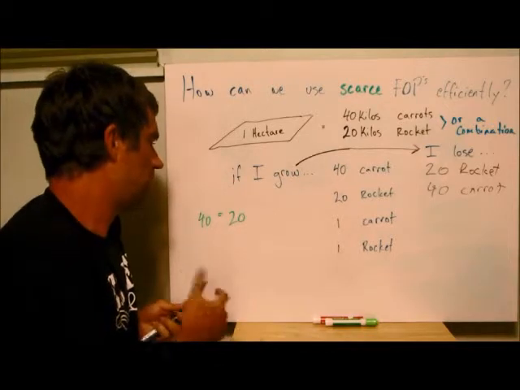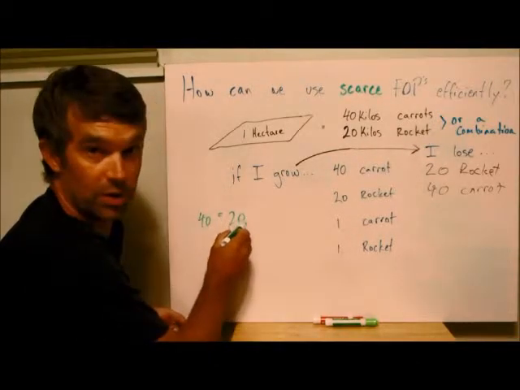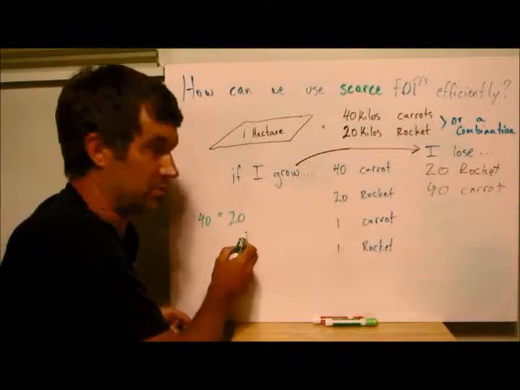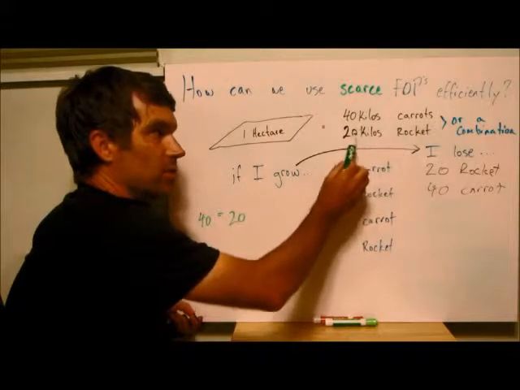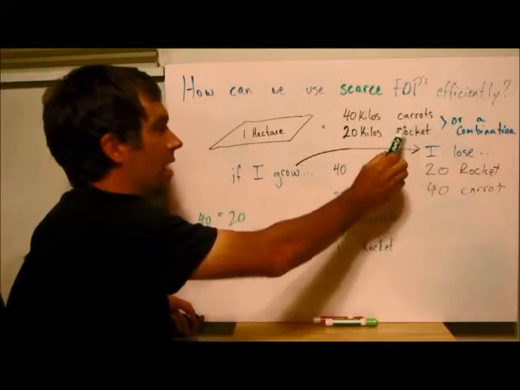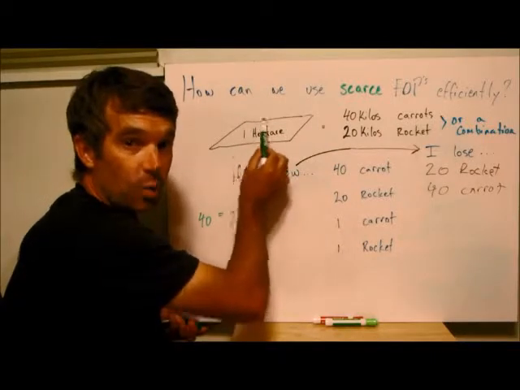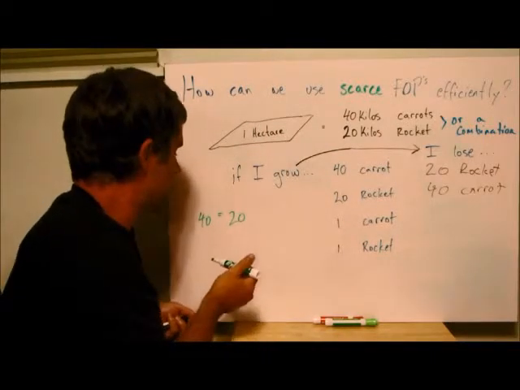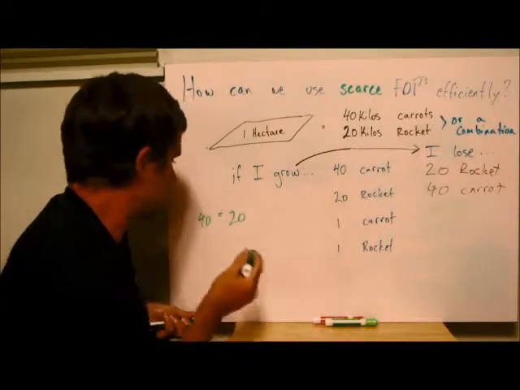So what we can say is that 40 is equal to 20. Now again, don't go tell your math teachers this. Understand that we're talking about 40 kilos of carrots is equal to 20 kilos of rockets because they both represent 100% production on 1 hectare of land. So now we need to figure it out in terms of 1.